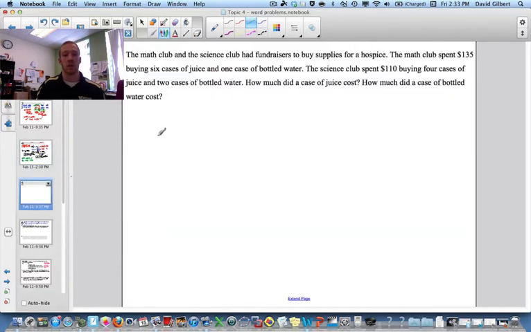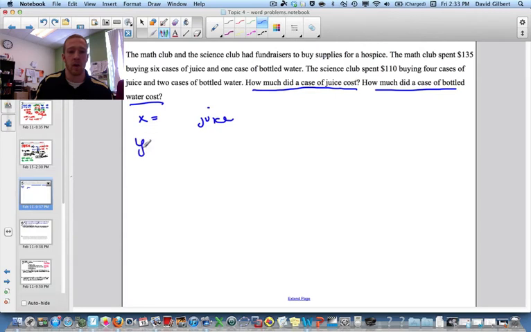Alright, so here's the last problem. This is where it's key to identify defining your variable correctly. Okay, so how much did each case of juice cost? How much did each case of bottled water cost? So x is going to be the cost. So don't just write x equals juice or y equals water. You're going to write x equals the cost of juice, and y equals the cost of water. Alright, that's a key factor in this problem, so that way when we find our totals, we'll know how to plug in the variables.